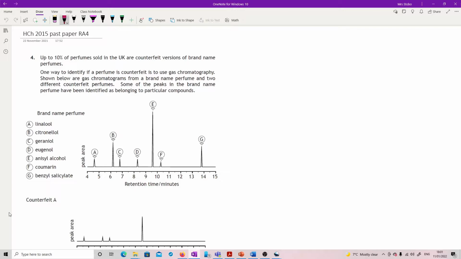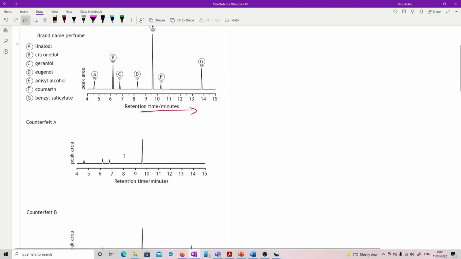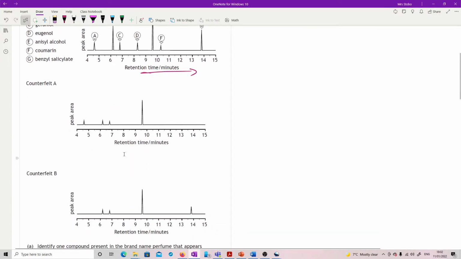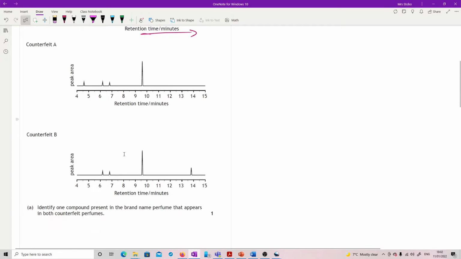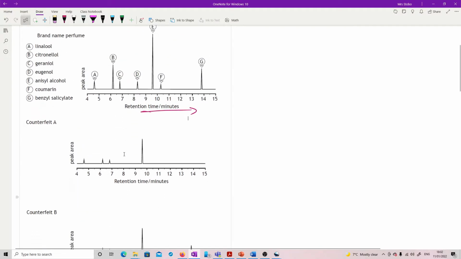Some of the peaks in the brand name perfume have been identified as belonging to particular compounds. Nice little picture. We've got retention time running along this way, and we've got our different peaks, so points where we've got different compounds that have dropped out of the chromatogram. Counterfeit A and counterfeit B pictures. Identify one compound present in the brand name perfume that appears in both counterfeit perfumes.